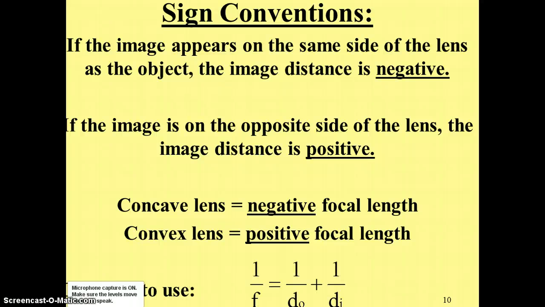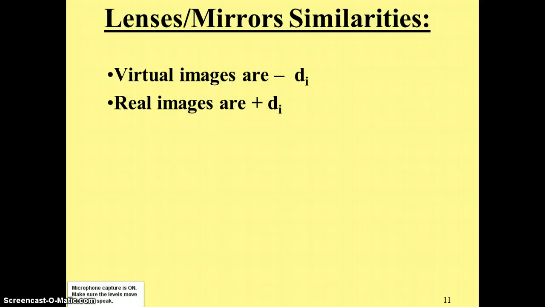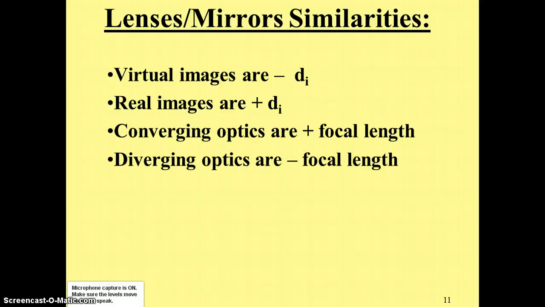Okay. Once again, 1 over f equals 1 over do plus 1 over di. Virtual images always have negative image distances. Real images are positive. Converging optics versus diverging optics on your focal length, as already stated. And once again, object distances will always be positive because they are always placed at the front side of whatever lens or mirror you are using.